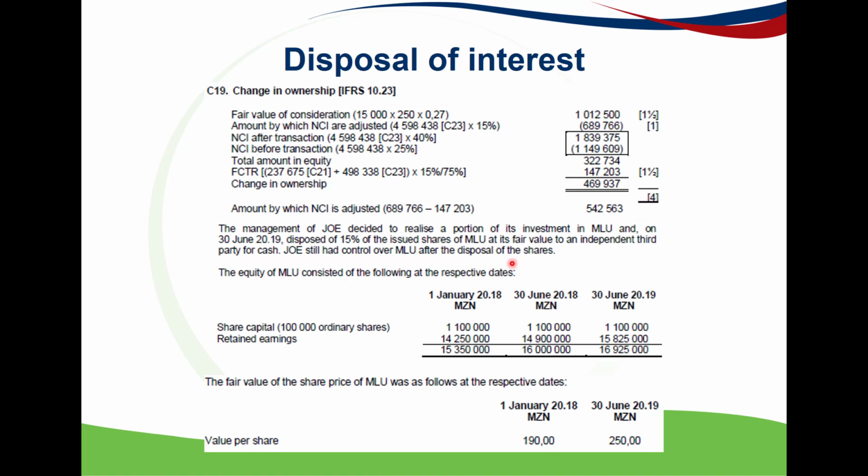Then lastly, when we come to the change in ownership calculation, remember that was on the last day of the current year. The fair value of the consideration, they told us we sold 15% of 100,000 shares, it's 15,000. The fair value on the disposal date was 250, and then the exchange rate at year end gives us our consideration, easy 1.5 marks. And then the amount with which NCI changes, we use the net asset value of the foreign operation at year end, excluding goodwill, times 15% to get to what is the value.